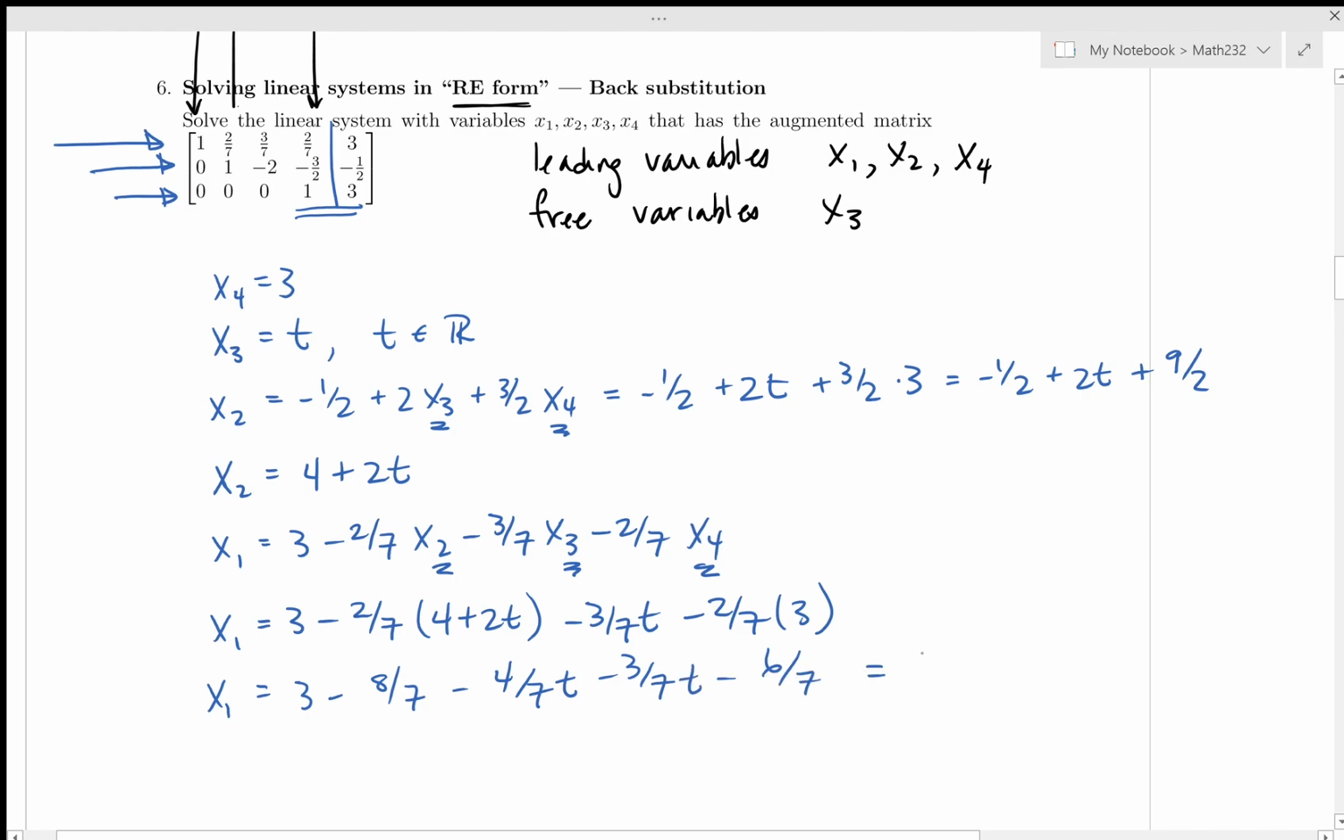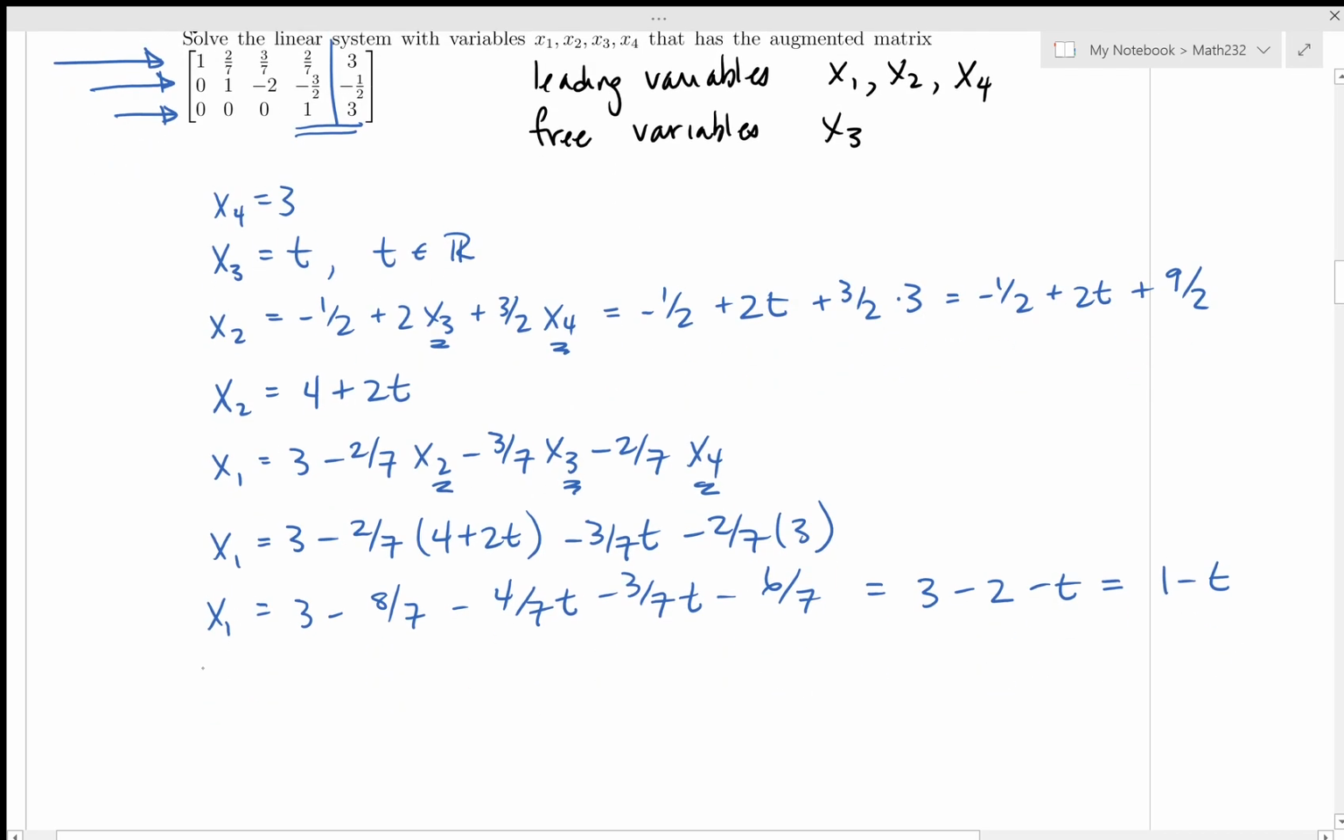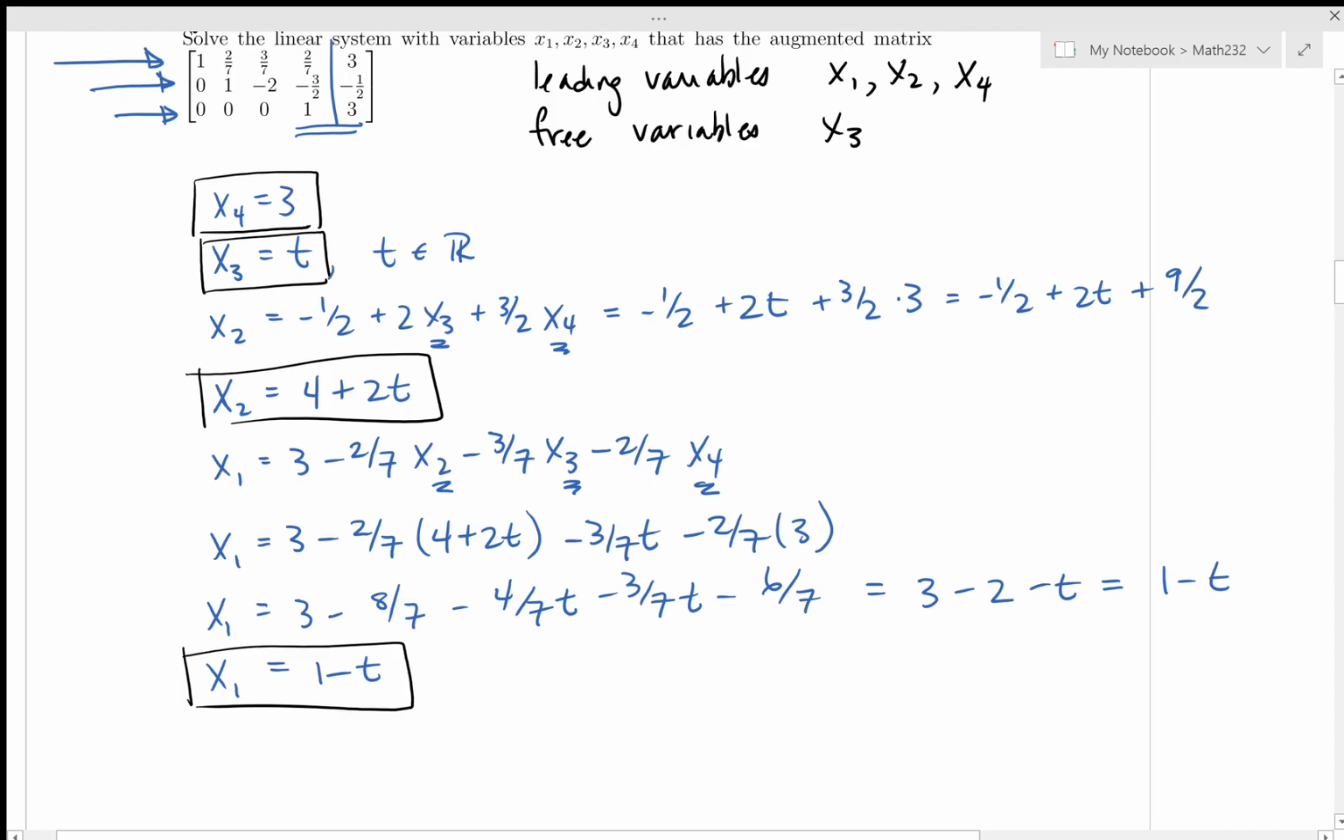A little bit more arithmetic. I get 3 minus 2 minus t, and a little bit more, and I get 1 minus t. So that's what I've now figured out x1 is: x1 is 1 minus t. Okay, I am going to box the important things that I found out. I found out that x4 is 3. I found out that x3 is free. I found out that x2 is 4 plus 2t, and I found out that x1 is 1 minus t.